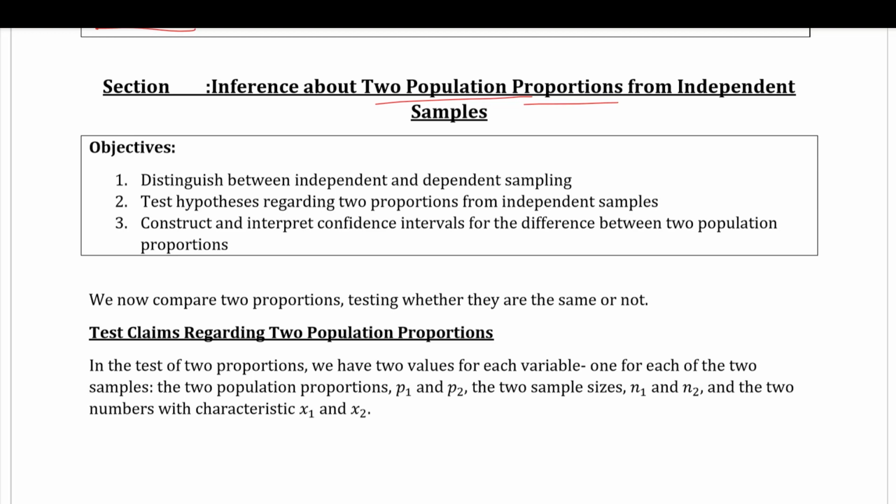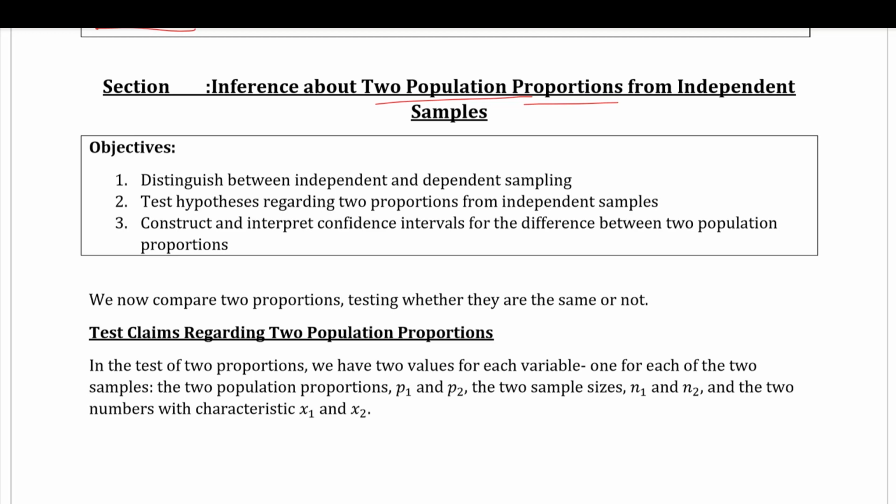Testing claims regarding two population proportions. In the test of two proportions, we have two values for each variable, one for each of the two samples. Two population proportions, P1, P2, and two sample sizes, N1, N2, and then two numbers with that certain characteristic. Let's say, for example, I'm trying to see if there's a difference between the pass rate for a class that I teach traditionally, where people are face-to-face, or one that is online. You might make a claim that there is no difference, or one is better than the other.